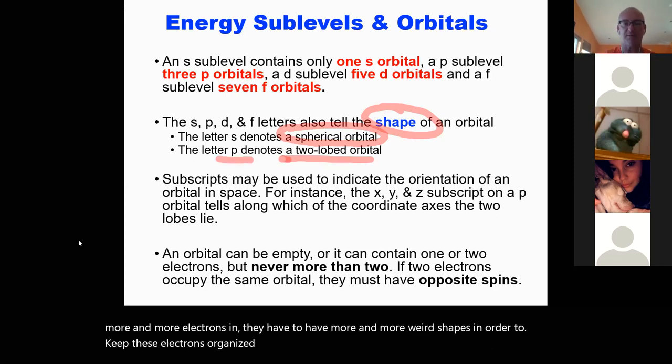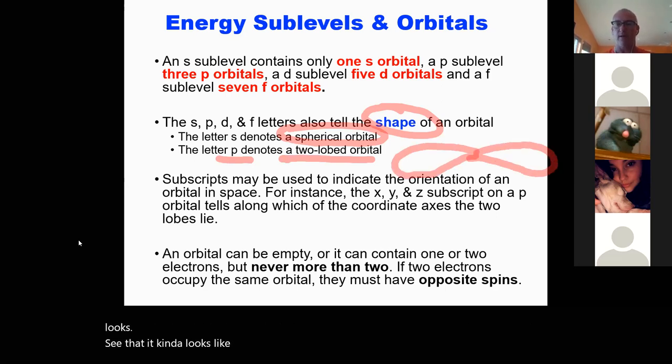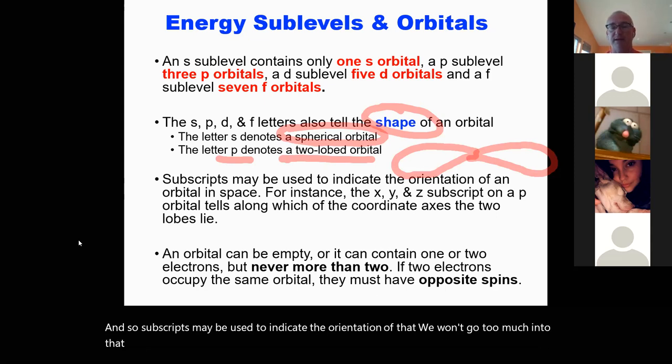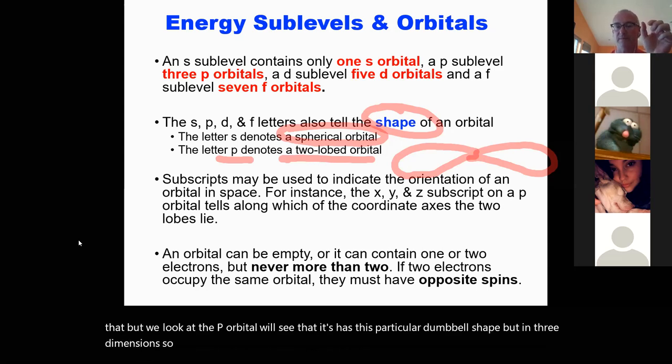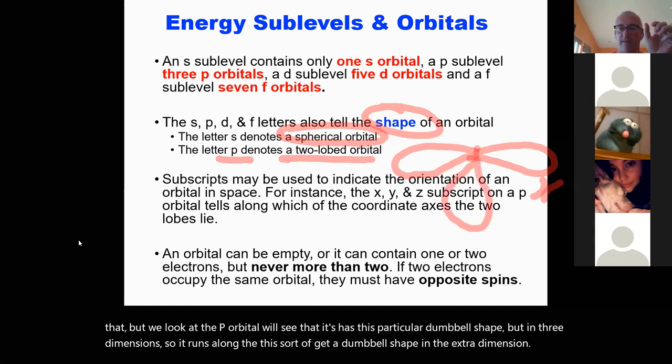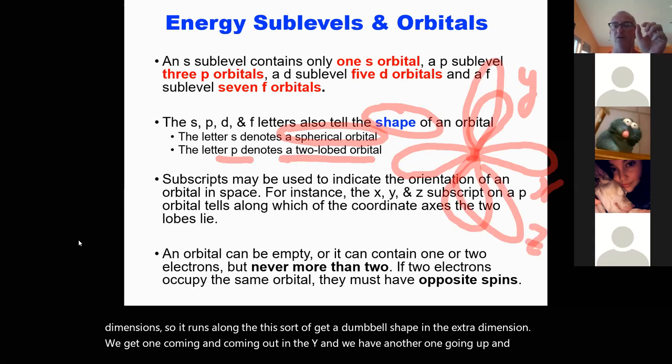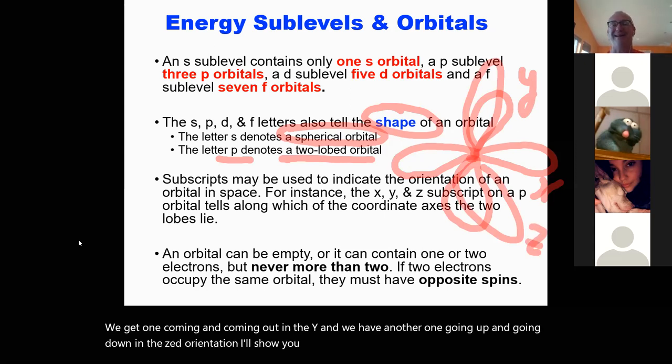Yes, so we're looking at the shape. We already know that S is spherical. What we're going to see is that as we get more complex and put more and more electrons in, they have to have more and more weird shapes in order to keep these electrons organized. So P actually has what we call a two-lobed orbital. We'll see that it kind of looks like a barbell. Subscripts may be used to indicate the orientation, and we won't go too much into that. When we look at the P orbital, we'll see that it has this particular dumbbell shape, but in 3 dimensions. So we get a dumbbell shape in the X dimension, one coming in and going out in the Y, and another one going up and down in the Z orientation. And I'll show you a much better picture than what I've got here.